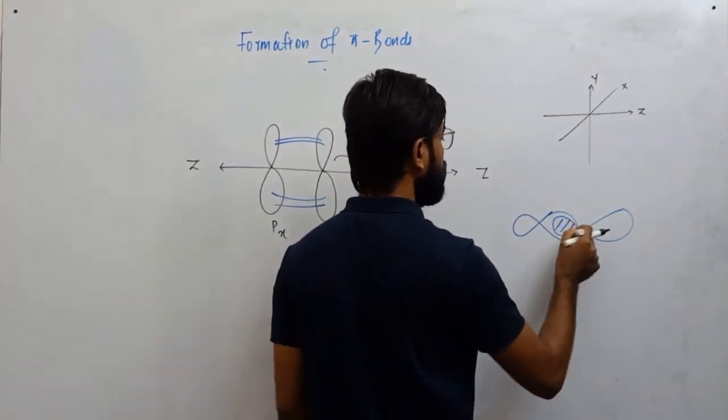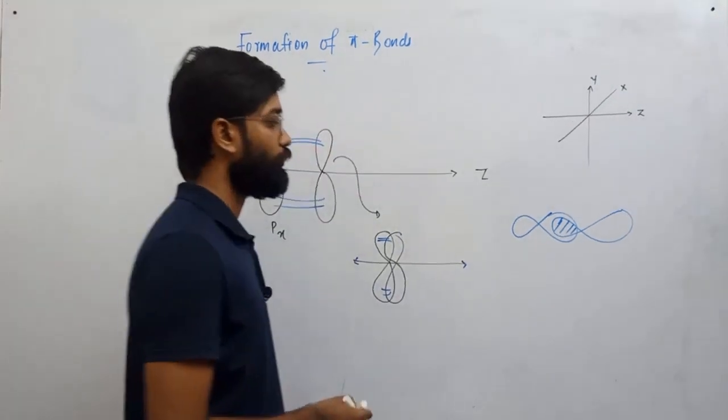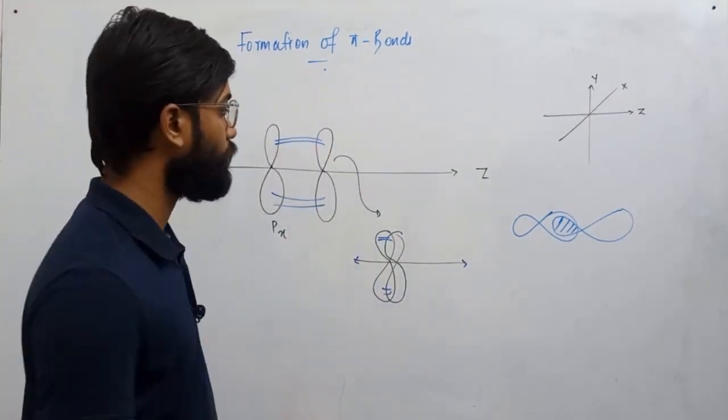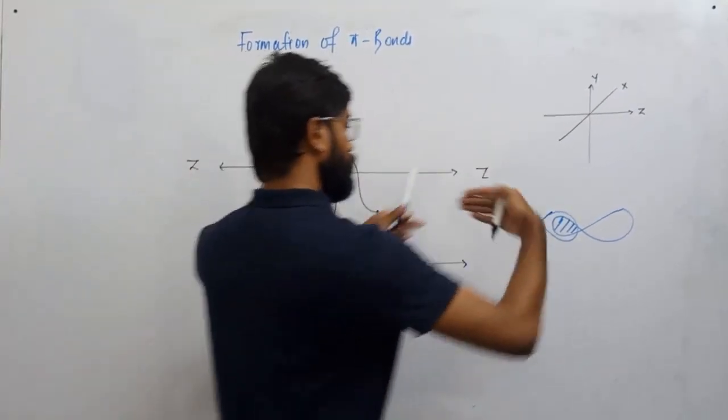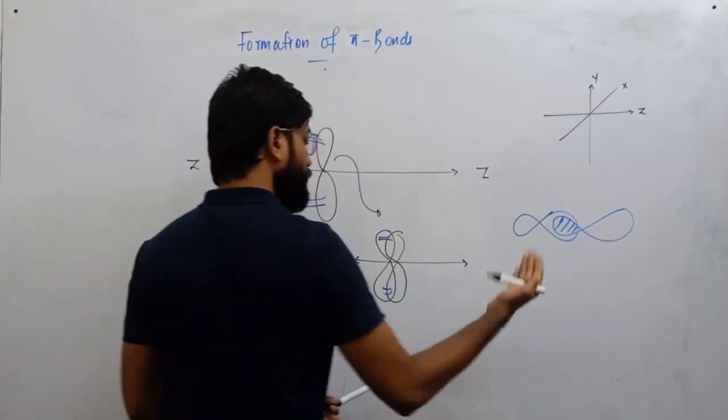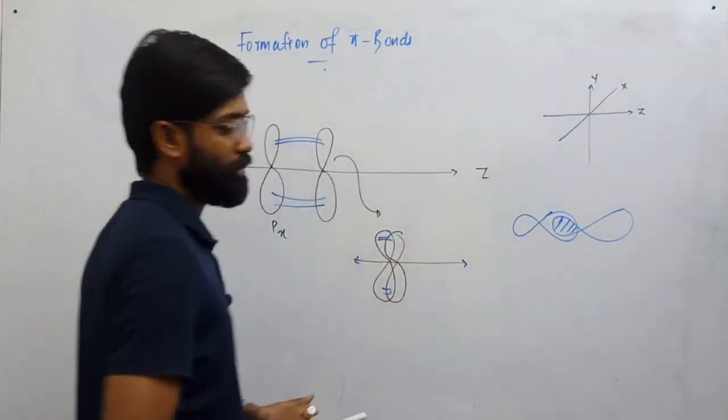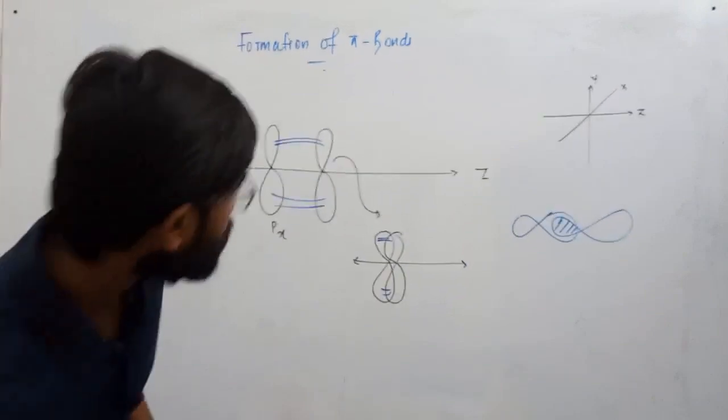We know that end-to-end overlapping, which was discussed in the last class, leads to the formation of sigma bond and has a greater extent of overlapping. So that will be a strong bond. Here, relatively lesser extent.